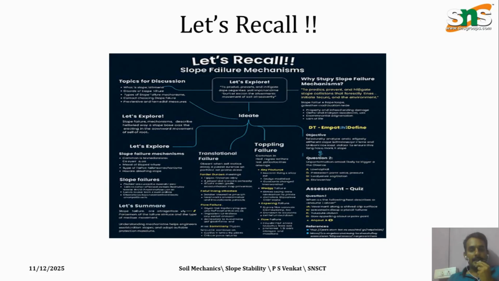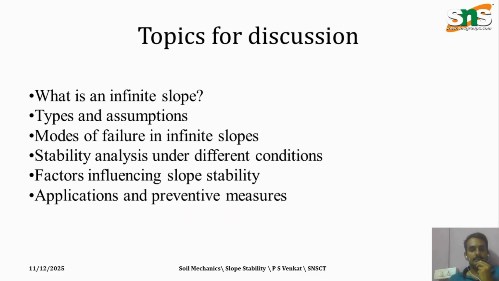So let's apply the design thinking model for the analysis of infinite slopes by applying the 5 stages of design thinking. The topics for discussion in this session are: what is an infinite slope, types and assumptions, modes of failure in infinite slopes, stability analysis under different conditions, factors influencing slope stability, applications and preventive measures.